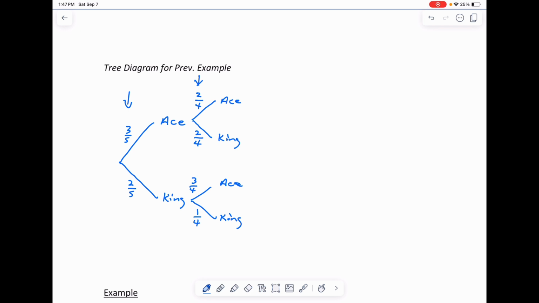So that kind of represents 100% of what can happen there, 2/4 plus 2/4. And then same down below for the king. If I look at that as kind of a subset, I would either get a king and an ace or a king and a king. That's 100% of the outcomes after a king.